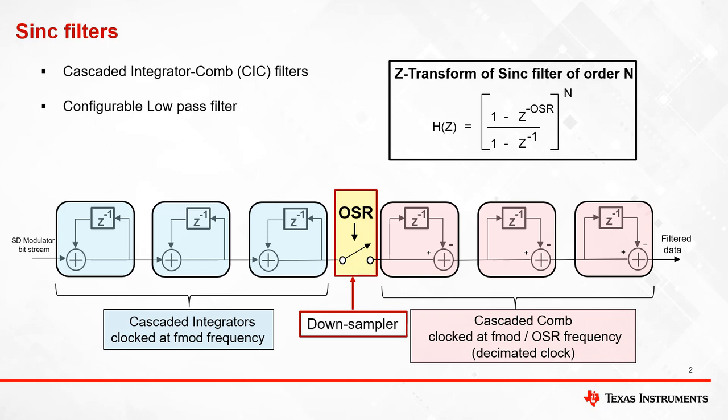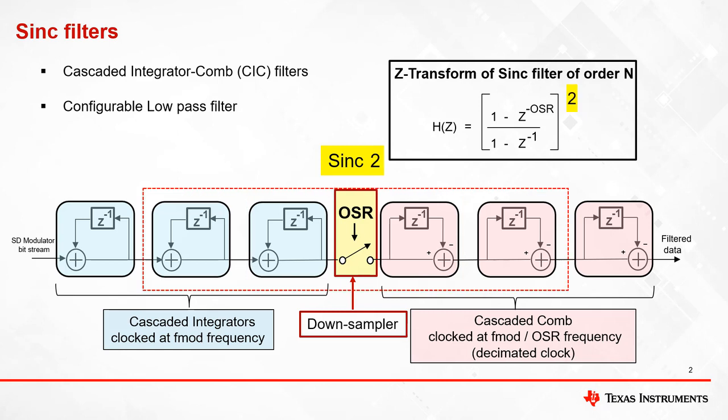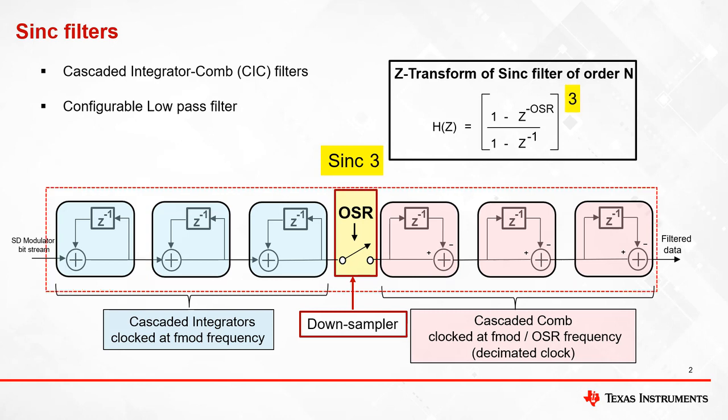Cascaded integrators are operated at the SD modulator clock rate, and cascaded combs are operated at the decimated rate, which is given by the SD modulator clock divided by the oversampling ratio, or OSR. Sinc 1 filter is a first order filter which has an integrator and a comb. Sinc 2 filter is a second order filter which has two cascaded integrators and combs. Sinc 3 filter is a third order filter which has three cascaded integrators and combs.